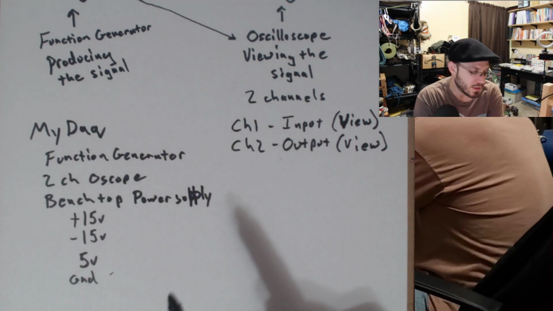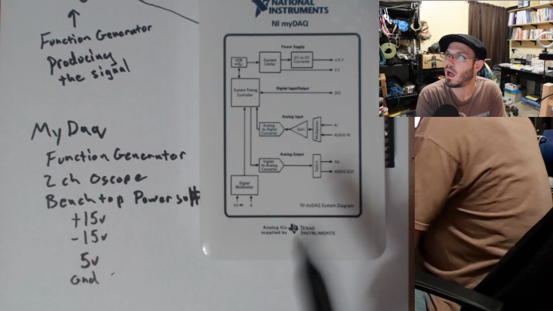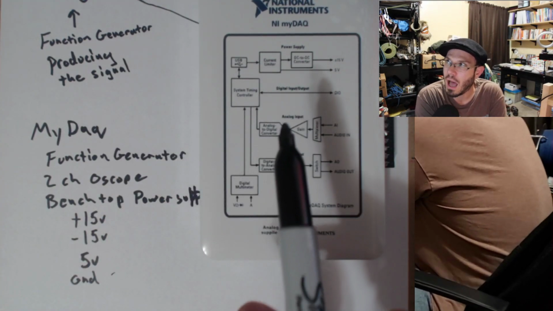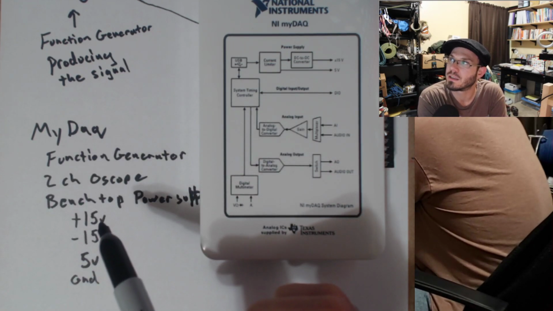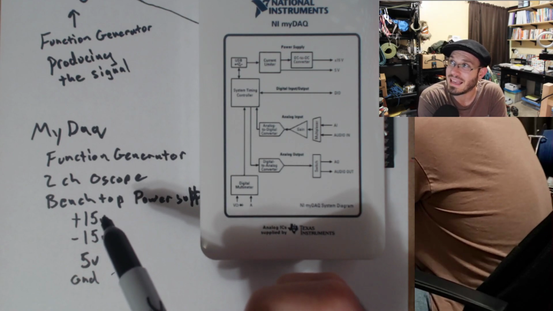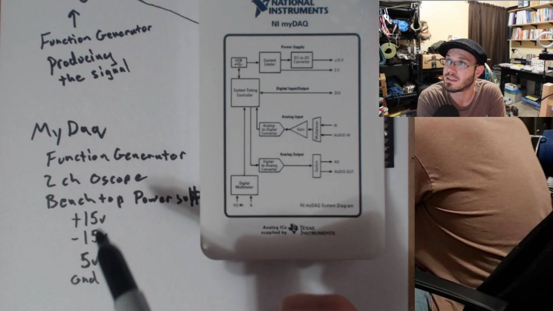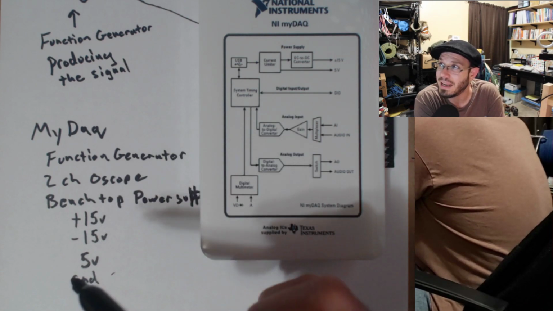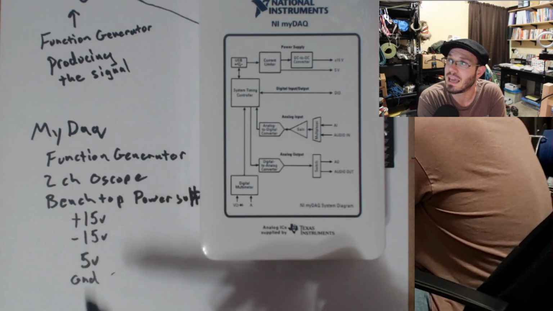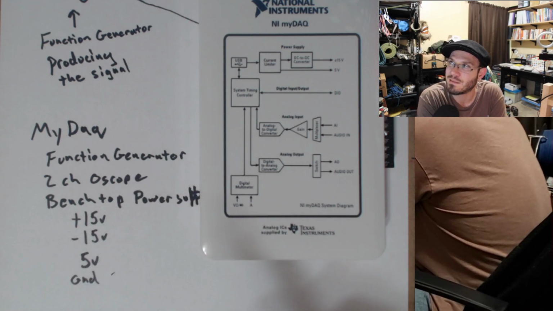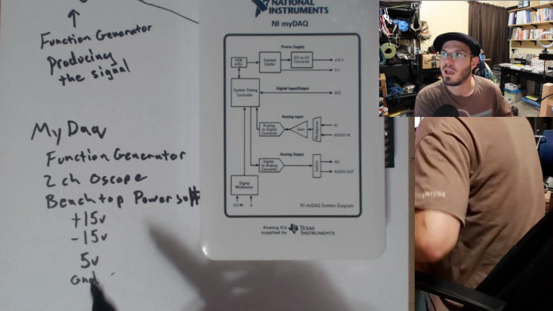Now, I will say the MyDAQ is professional enough for us, but it doesn't have that much current sourcing ability. You can't get, say, half an amp or a full amp from this device for any of these power rails, but it is sufficient. I believe like 100 milliamps you can get for each one of these voltages, and that is more than enough for any of the experiments that we're doing.